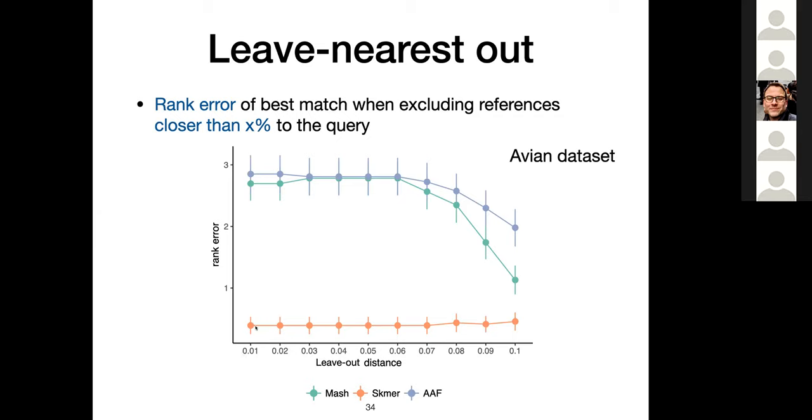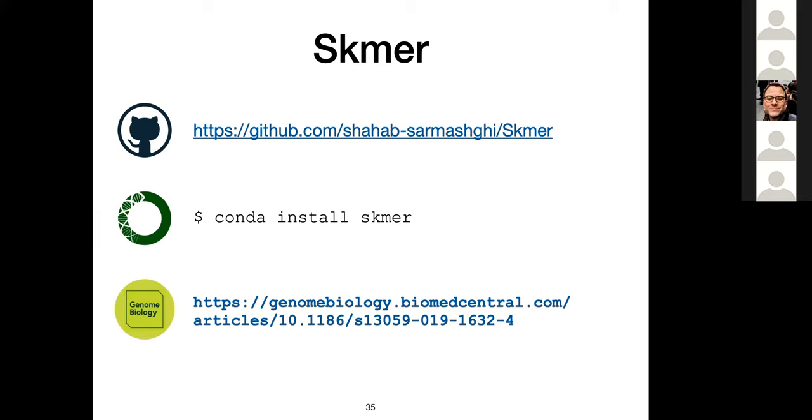And in this case, Skmer finds this closer match very accurately, whereas MASH and AAF do not. And just to be clear, MASH is not designed for this kind of data. They had never claimed that it would work, but we had to compare it to something. Okay, so the tool is Skmer, and it is available online. We're going to look at its usage. The paper was published in 2019 in Biology, and you can read it for technical details.